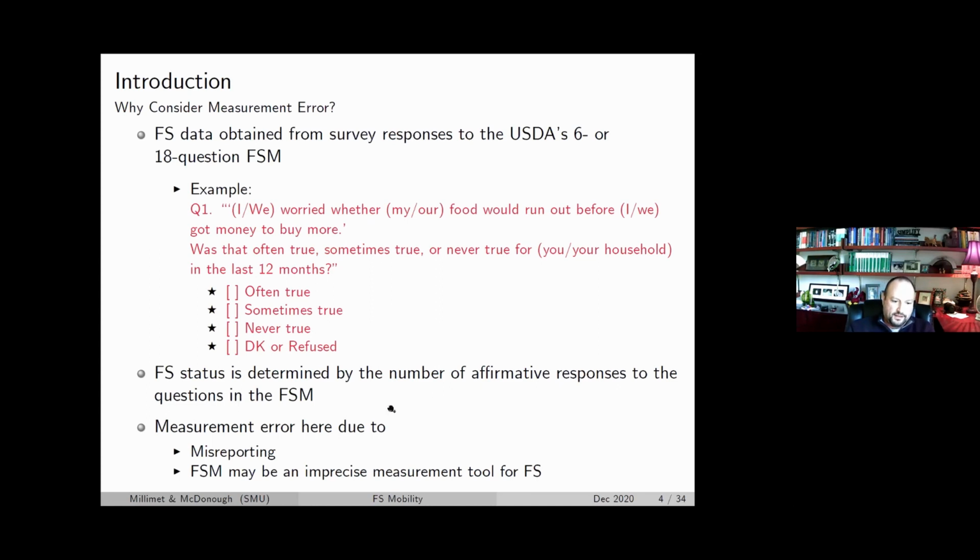And so the main source, like I said, is misreporting that we're worried about, but there's also discussion on just whether or not this food security module is a good tool to measure food security anyway, since the concept of food security is this kind of vague, latent notion. And so that's a little bit harder to think about, like what that type of measurement error would do to the analysis, but you could also think about that floating around in the background as well.